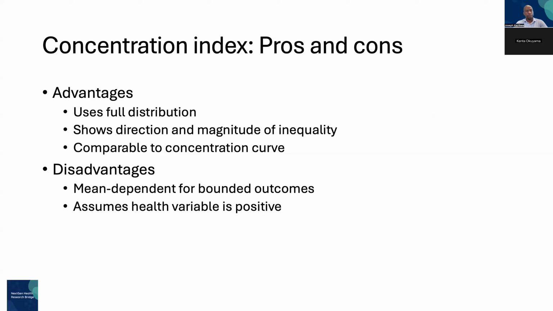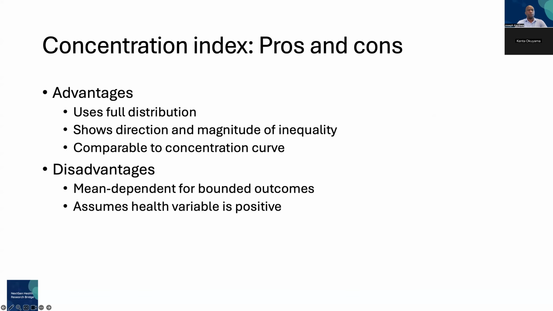Then the disadvantages of it. It is very much mean dependent, so for bounded outcomes, it may be problematic when you are comparing between countries over time. And then also it assumes that the health variable is a positive measure, but sometimes it may be ill health, for example. So it may be a little bit difficult to tell the distinction between the two. So this is why we have the corrected concentration indices.